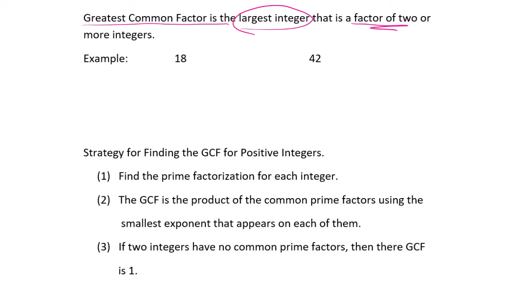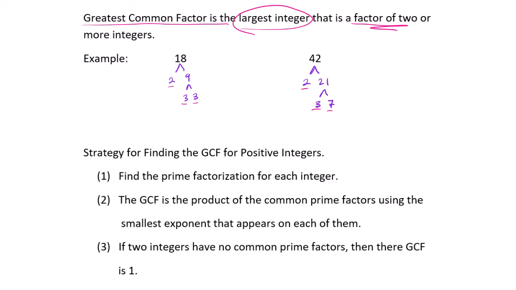So the prime factorization of 18, if I broke this down, it would be 2 times 9, and then that would be 3 times 3, right? If I broke down 42, it would be 2 times 21. 21's not prime, 3 goes into it 7 times, right? So these are the prime factors: 2, 3, 3 for 18, and then 2, 3, 7 for 42.